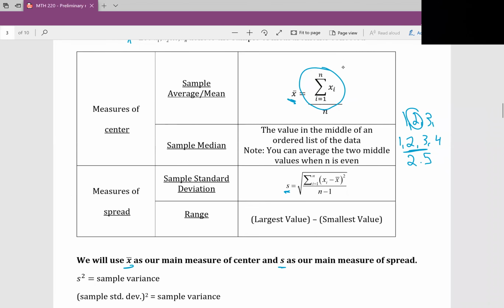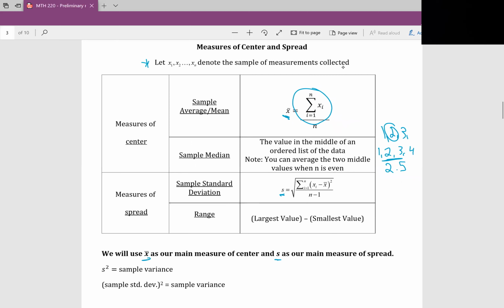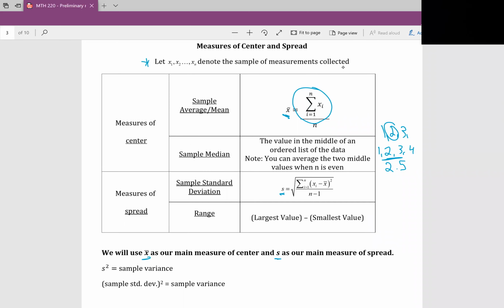Something to note before we go on to the next page is that S is our sample standard deviation. S squared is our sample variance. That means if we take our sample standard deviation and square it, that gives us the sample variance. So I have abbreviated sample standard deviation as S. If I take S and I square it, I get my sample variance.